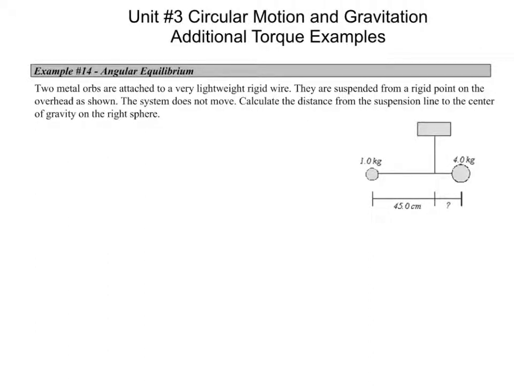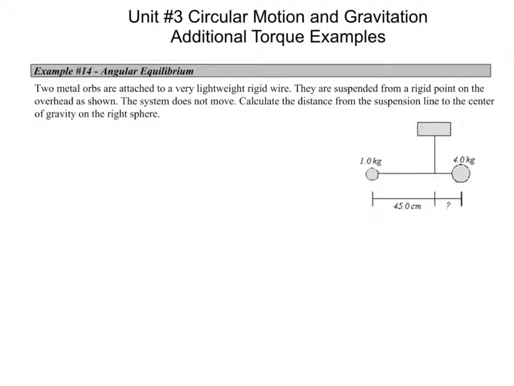Okay, so here are some additional examples of static equilibrium problems involving torque. In this first one here, we have a lightweight rigid wire suspended from a rigid point on the overhead. We want to calculate the distance from the suspension line to the center of the right sphere.